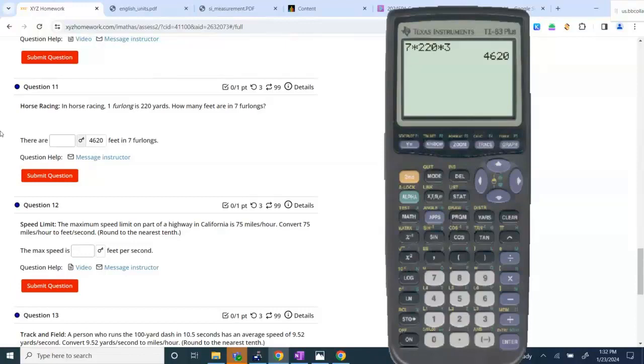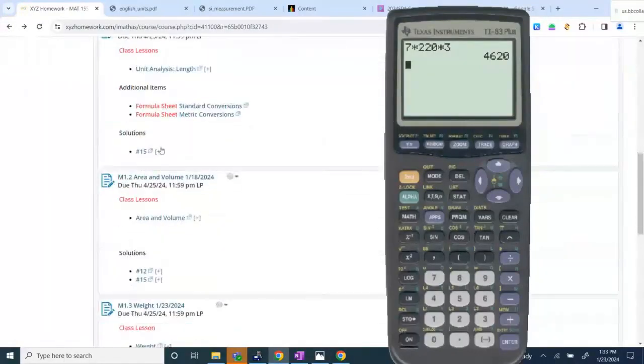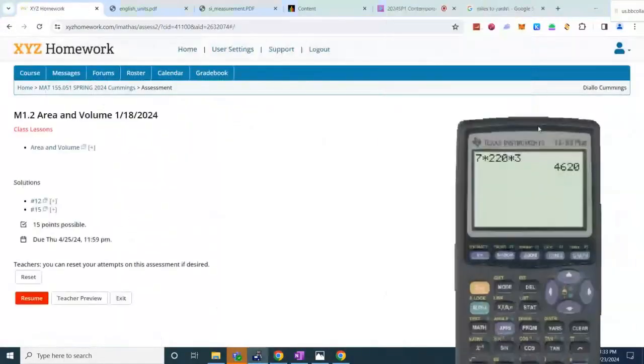So now in the next section, we're going to use that same unit fraction dimensional analysis concept, but we're going to deal with areas. All right, so any questions about the first section? All right, now in this next section, area and volume.